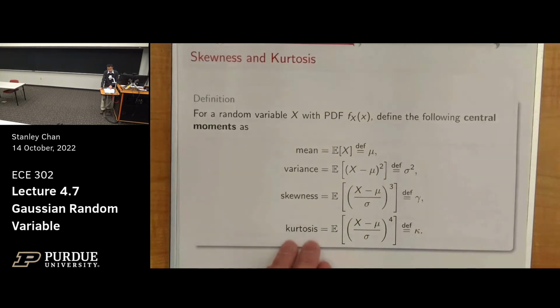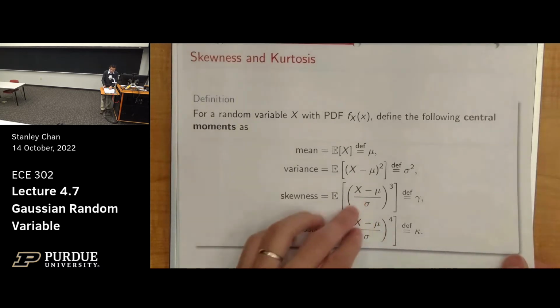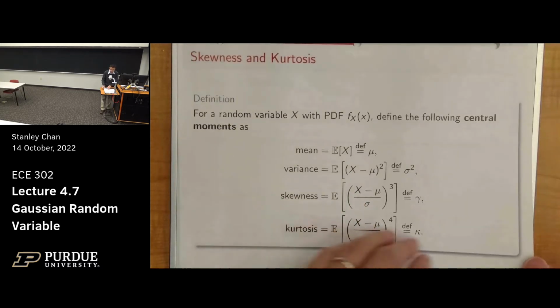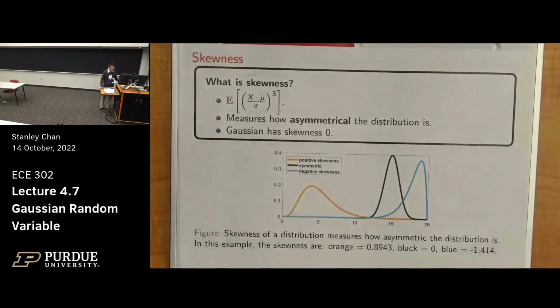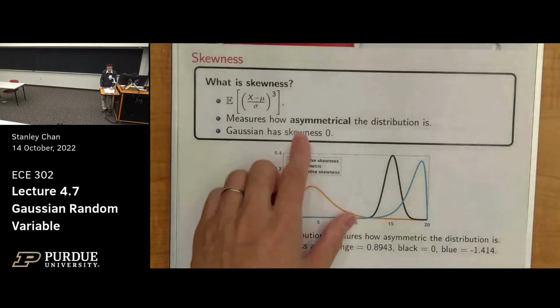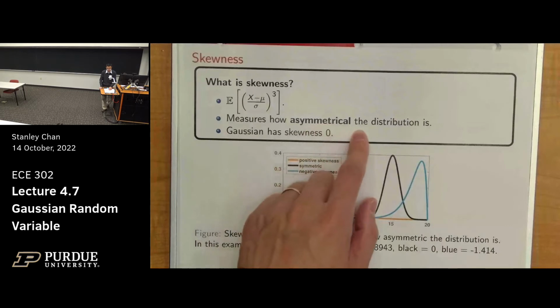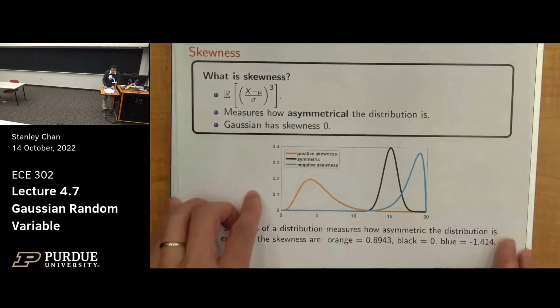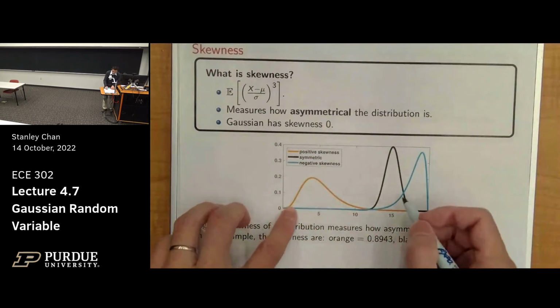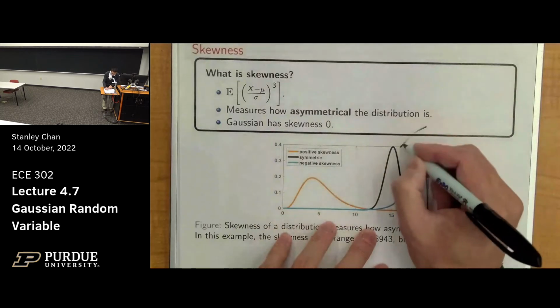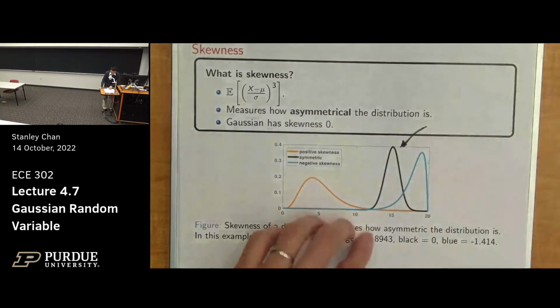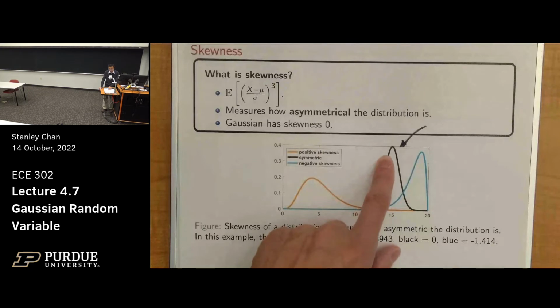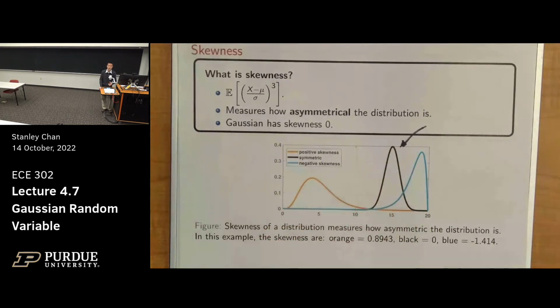And then the last one is called the kurtosis. And this quantity is the fourth moment. So what are the skewness and the kurtosis? How can they be useful? The skewness is measuring how asymmetrical your distribution is. So an example here would be that if you look at a symmetric distribution like this one, the black one in the middle, you will have a 0 skewness. Just like your Gaussian, you have a 0 skewness.